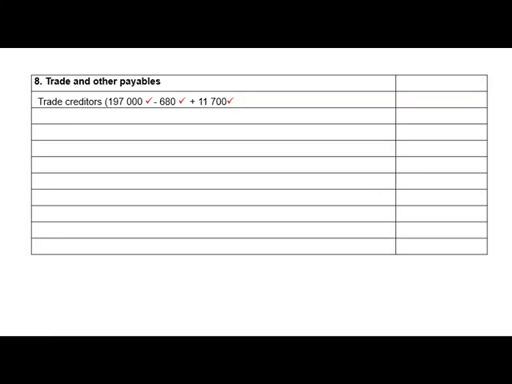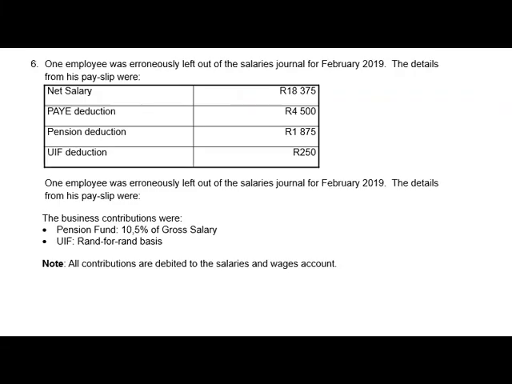What does the next adjustment say? It says that one employee was erroneously left out of the salaries general for February. February is the last month of our financial year. So erroneously means they were mistakenly left out. The details of his pay slip were as follows. So we are given the net salary. We're not given the gross salary here.